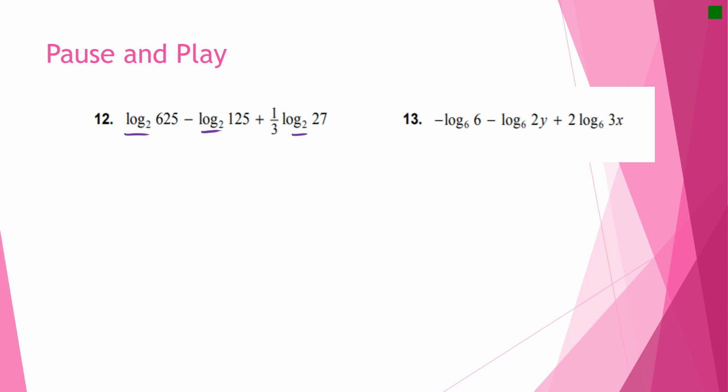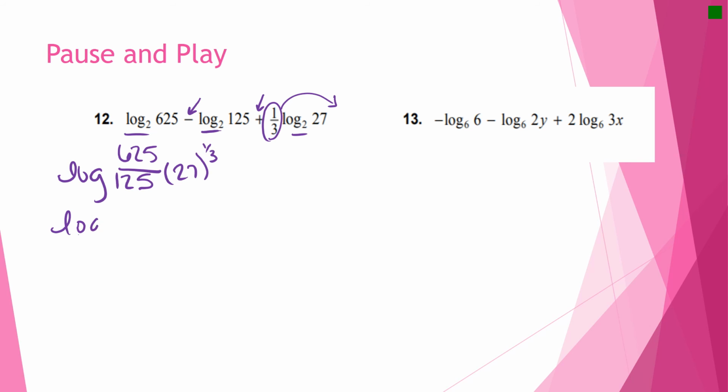Okay, so we have log base 2 here. Log base 2 of, we're going to take 625, the minus sign means division, of 125, over 125, excuse me. And then this 1/3, if you remember the power rule, comes up as, and it's times because of the addition, 27 to the 1/3. Okay, so now we want to simplify this.